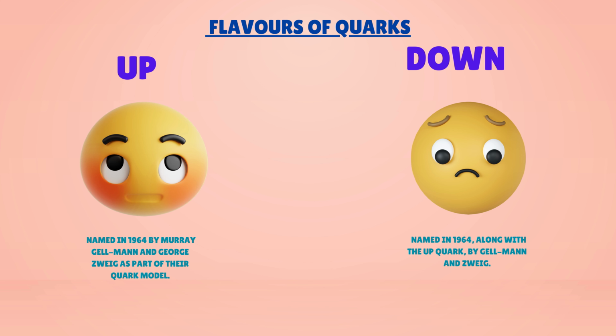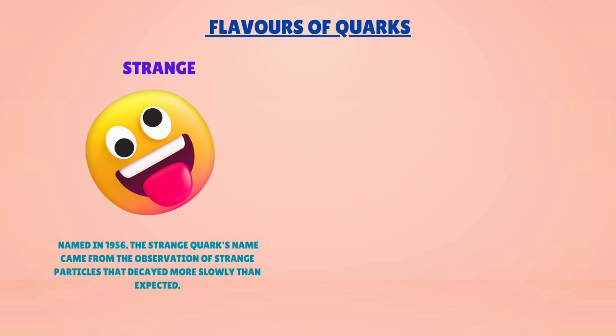Now, these are the most basic ones. The names were picked just for convenience. They were easy to remember, and they helped physicist Murray Gell-Mann explain how protons and neutrons are built. Next is the strange quark, and this one got its name because of some weird behavior scientists noticed.